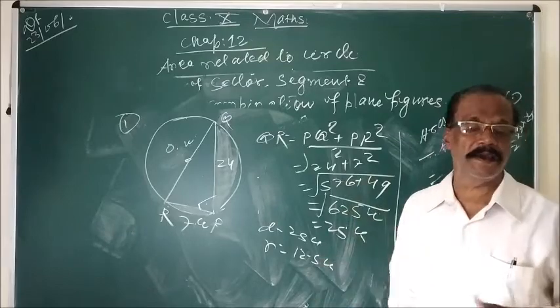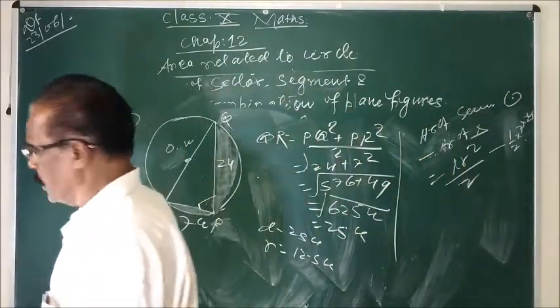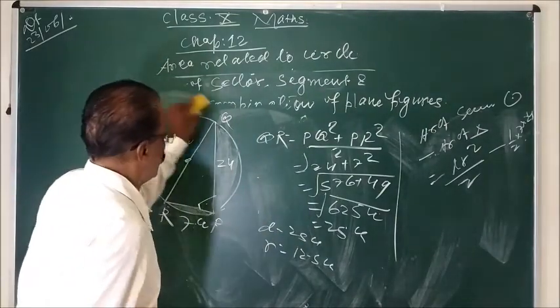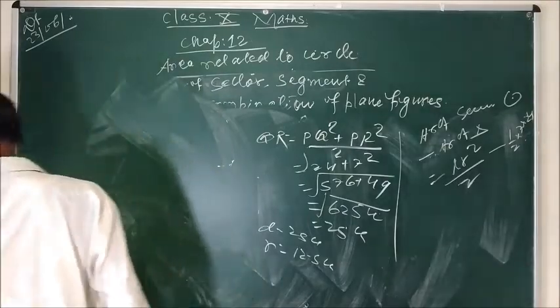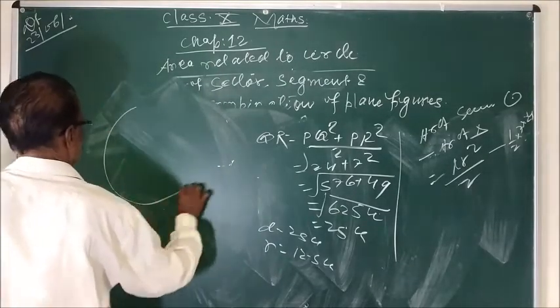So in this exercise, we are learning the combination of figures. How will you find the area of the combined figure? Many other questions are given in your book. So one question you can see, you will try to solve. Now you see question number 2. You have to find the area of this.